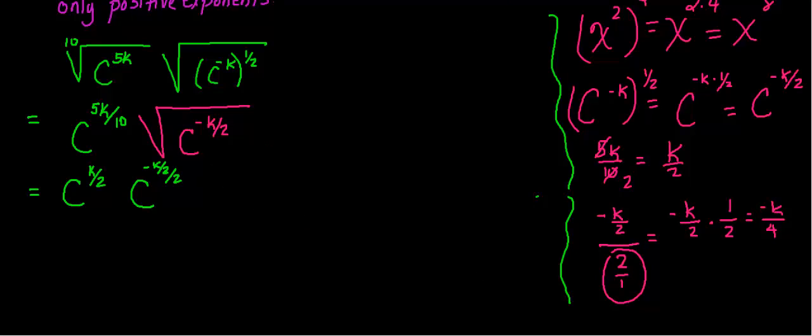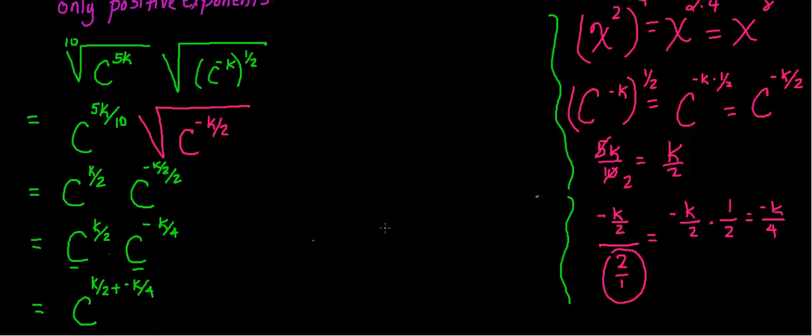So this becomes c to the k halves times c to the negative k fourths. That's what this whole thing simplifies to. Okay? And now, since I have the same base and I'm multiplying, that means that my exponents I can add. So I end up with c to the k halves plus negative k fourths.